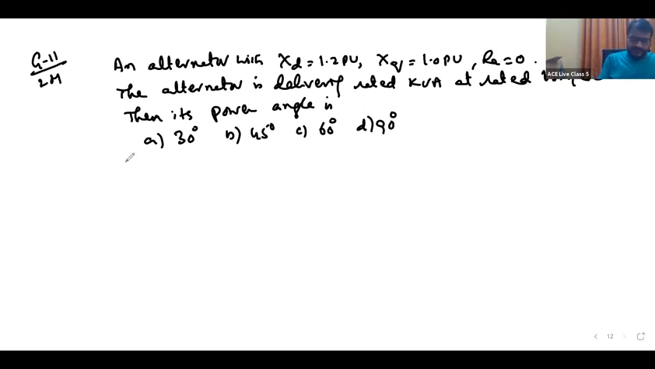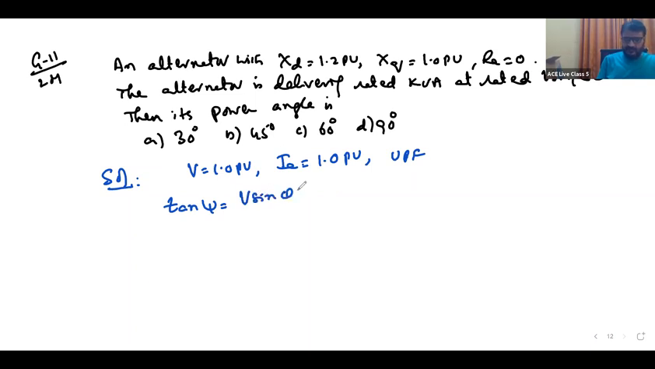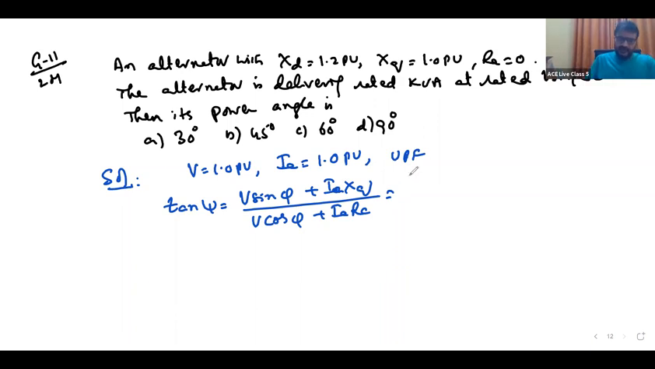See, the solution is: V is equal to 1 per unit, IA also 1 per unit, because it is given rated kVA. If half rated kVA is given, you need to take IA as 0.5. Then power factor is UPF, no? Substitute: tan psi is equal to (V sin phi plus IA XQ) divided by (V cos phi plus IA RA). Now substitute V as 1, sin phi 0.